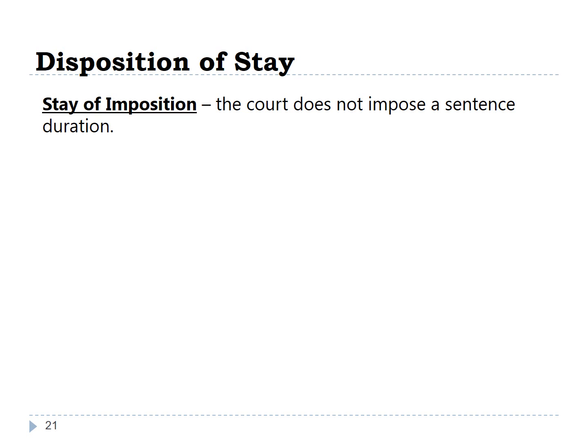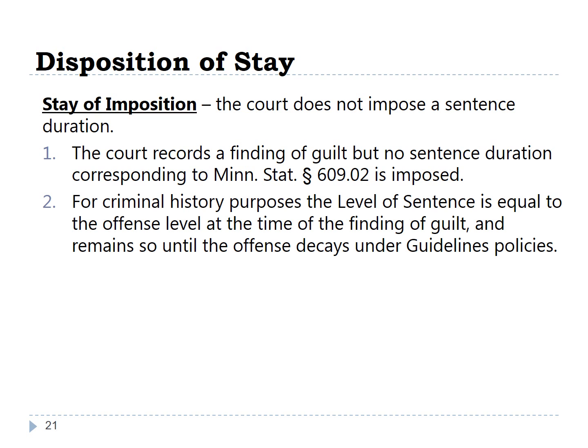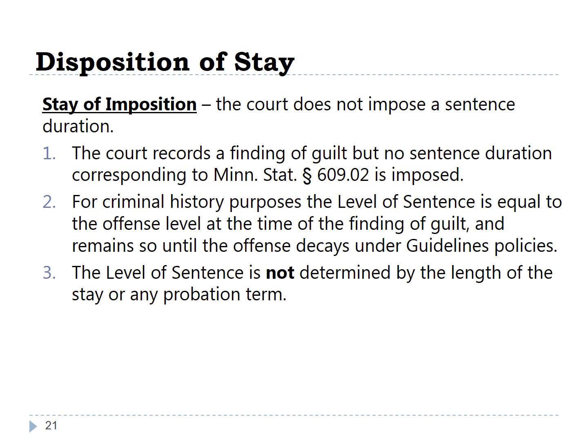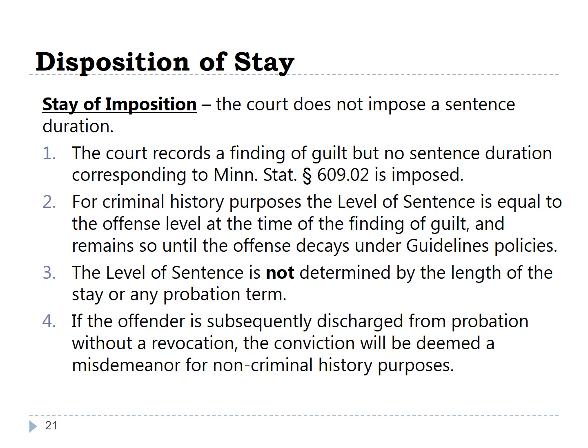When an offender receives a stay of imposition, the court will record a finding of guilt, but there will be no imposed duration that corresponds to the durations outlined in 609.02. Although there may be conditional jail time imposed as well as a probation term, neither of those can be used to determine the level of sentence, since there is no corresponding statute to 609.02 that exists to define the minimum term imposed for probation or other sanctions.